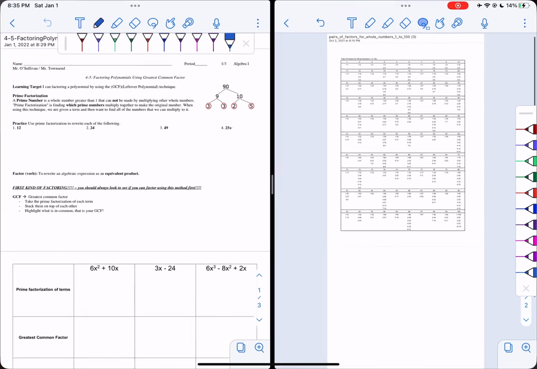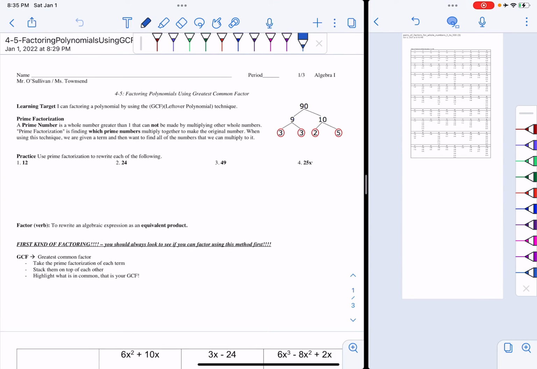Today's learning target is, I can factor a polynomial by using the GCF's leftover polynomial technique. Now here at BYW, we do GCF by using prime factorization. So prime factorization, you did this in elementary and middle school, and here's a little information about it.